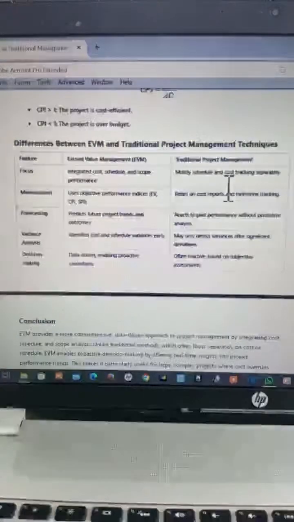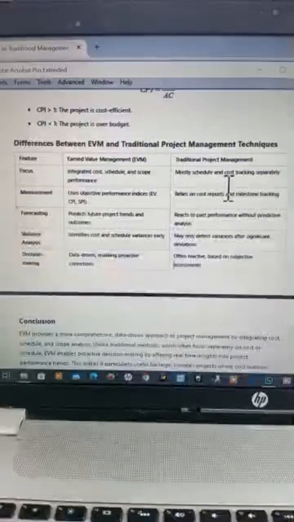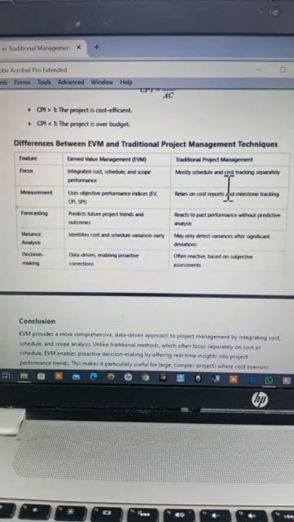In traditional project management, one person will be on site doing the schedule, and the quantity surveyors will come later from another team to track the project, checking whether they have done it according to time before they release the next money. So that's how that one applies.